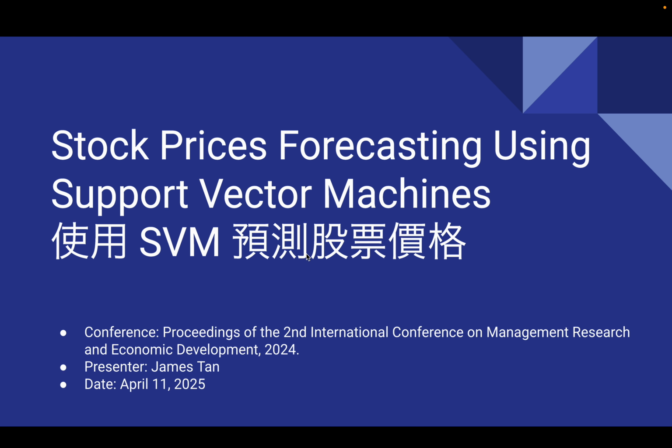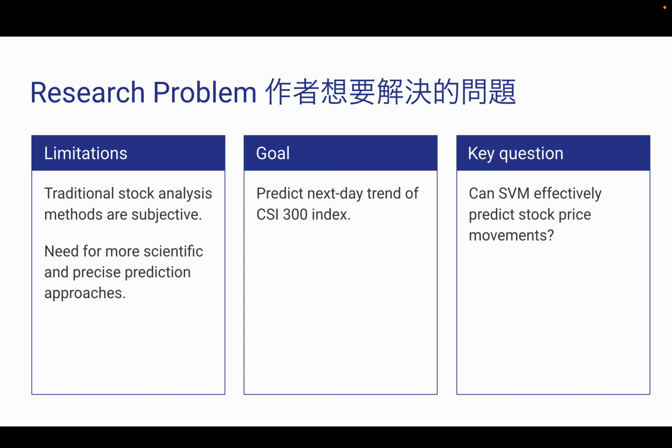Everyone, today I'll be presenting my literature review of a paper titled Stock Prices Forecasting and Optimization Strategies Based on Support Vector Machines. This paper explores how machine learning, specifically SVM, can be applied to predict stock market trends. I'll walk you through the key findings and methodology in the next 8 minutes.